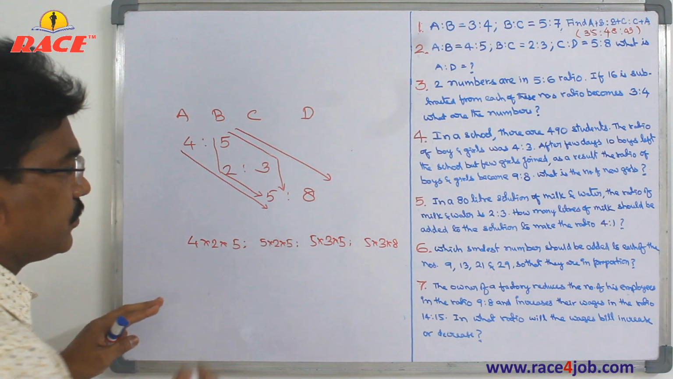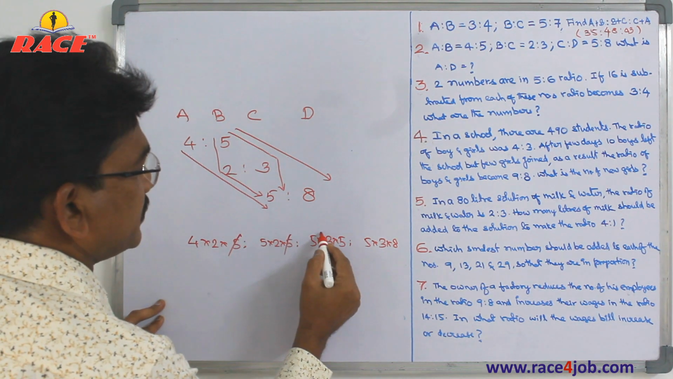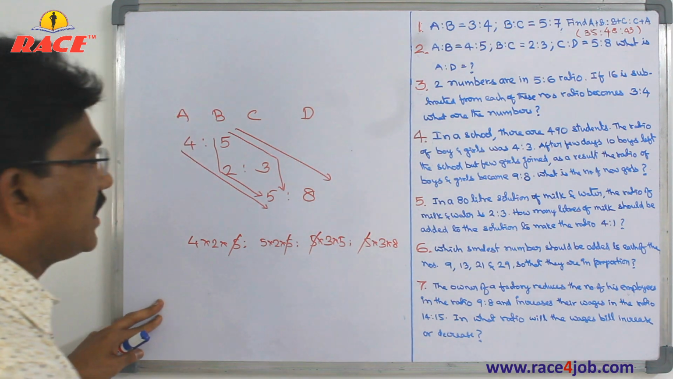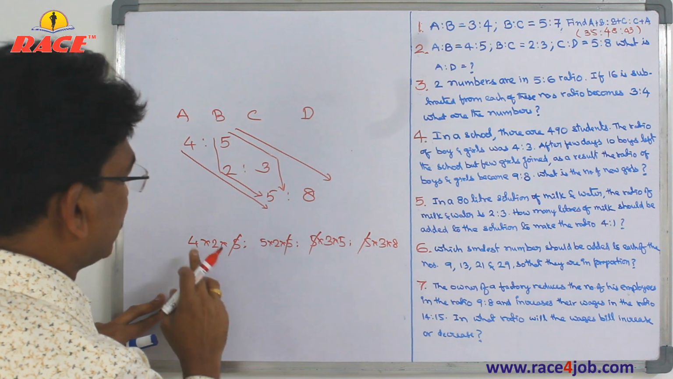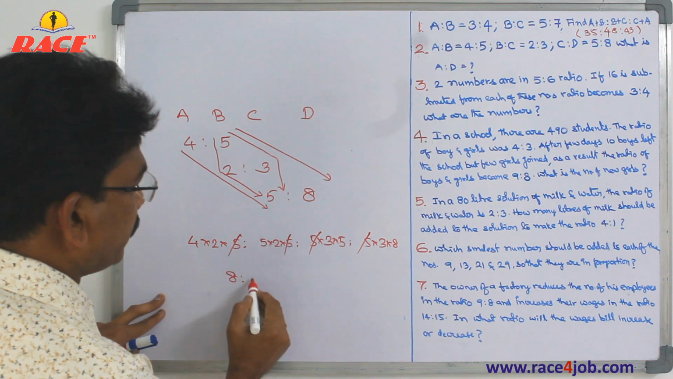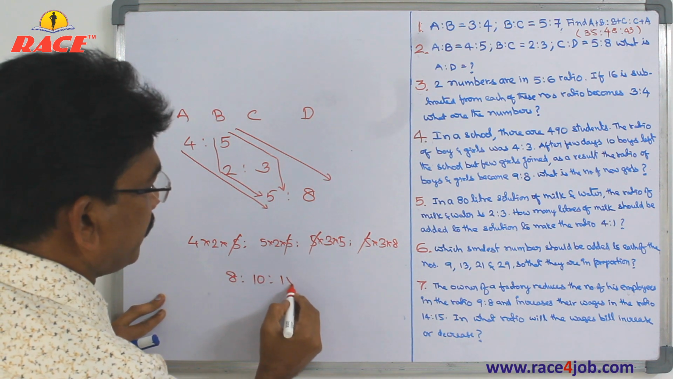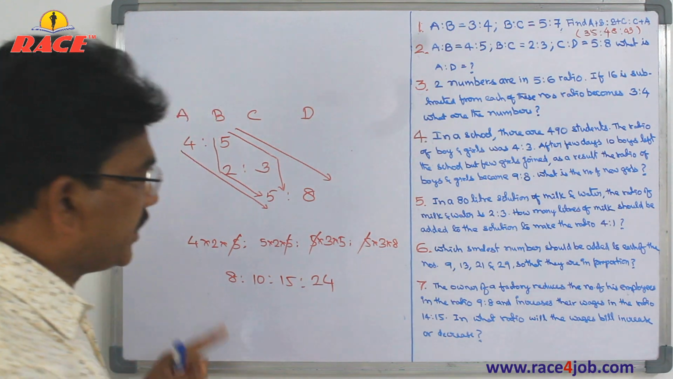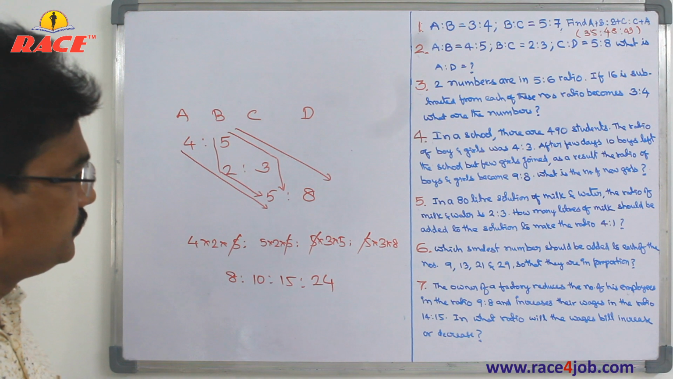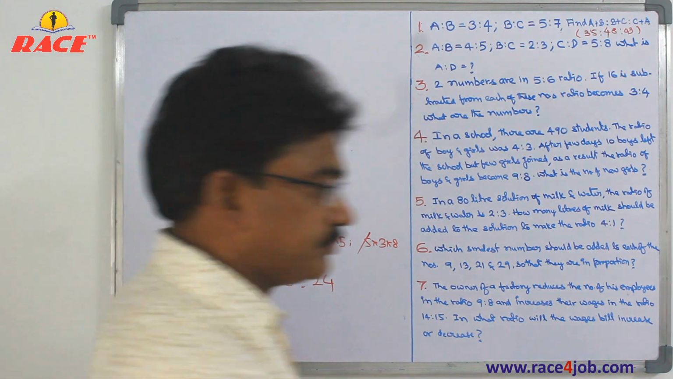Any common factor you can say. 5 is there, 5 is there, 5 is there, 5 is there. 2 is there here and here but not here. So 4 into 2 is 8, 5 into 2 is 10, 3 into 5 is 15, and 3 into 8 is 24. 8 is to 10 is to 15 is to 24 is the ratio. This is one method. Okay? The other method.